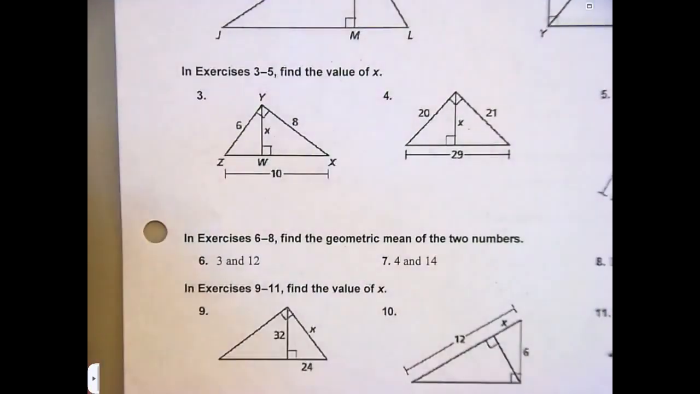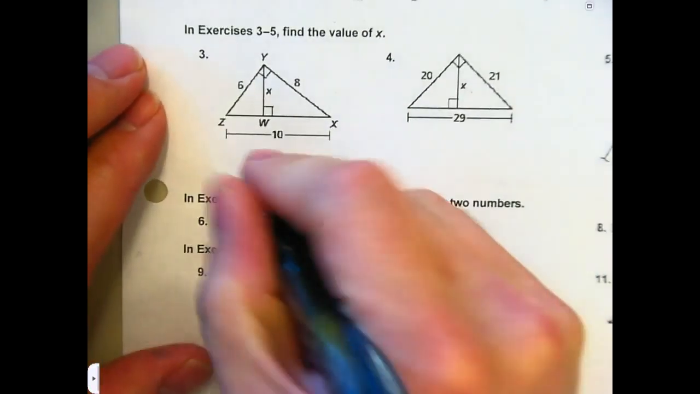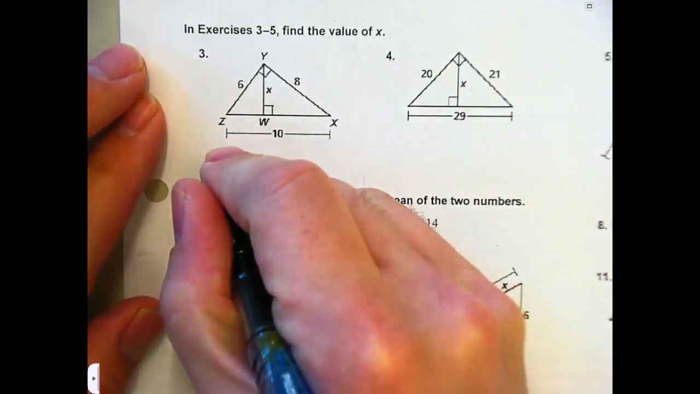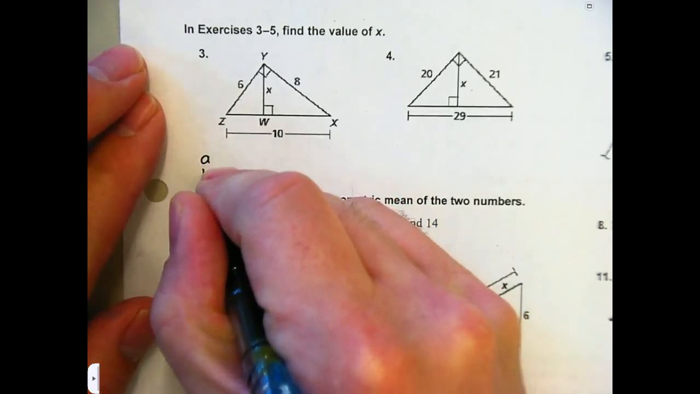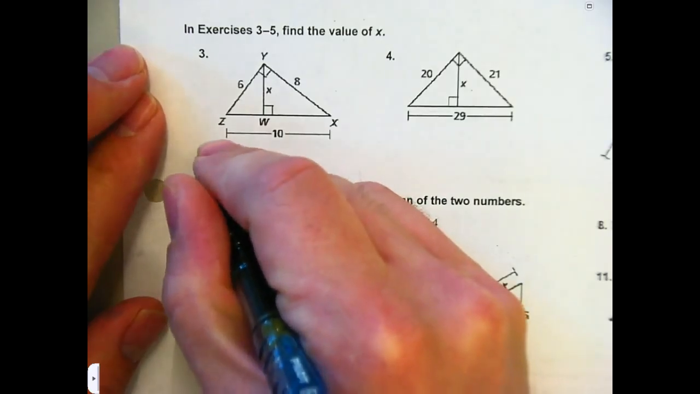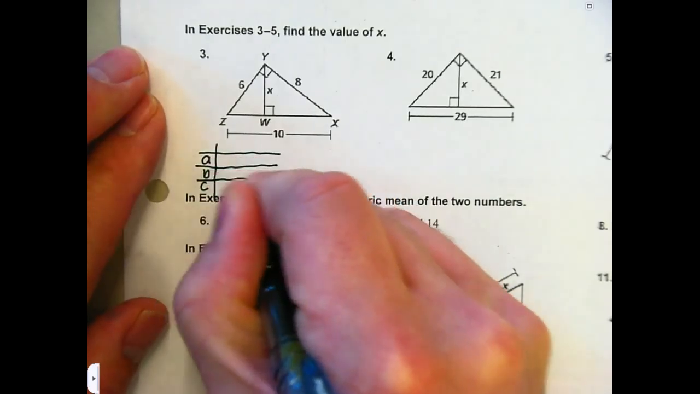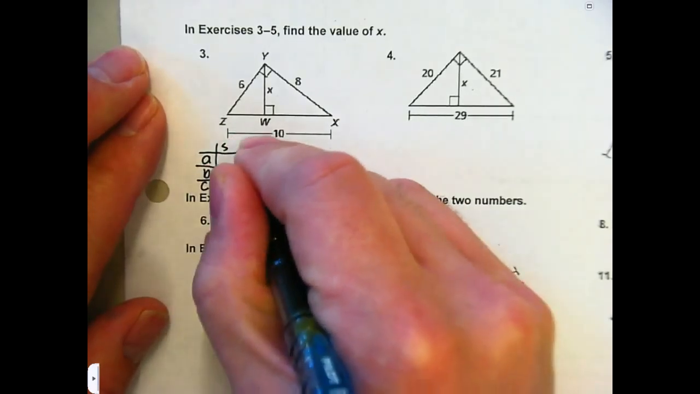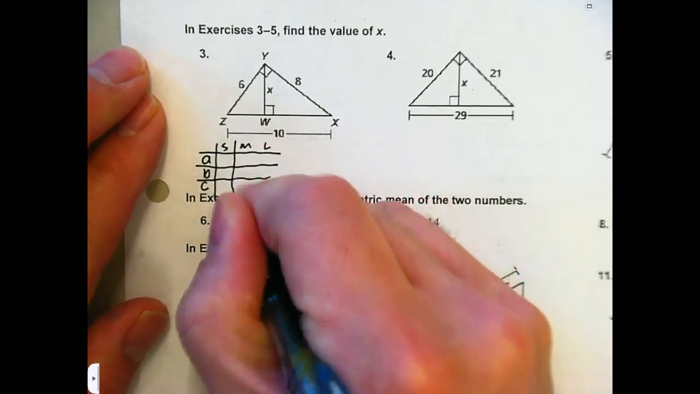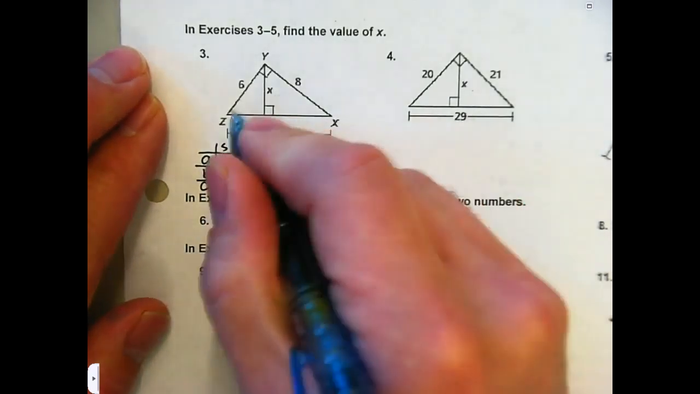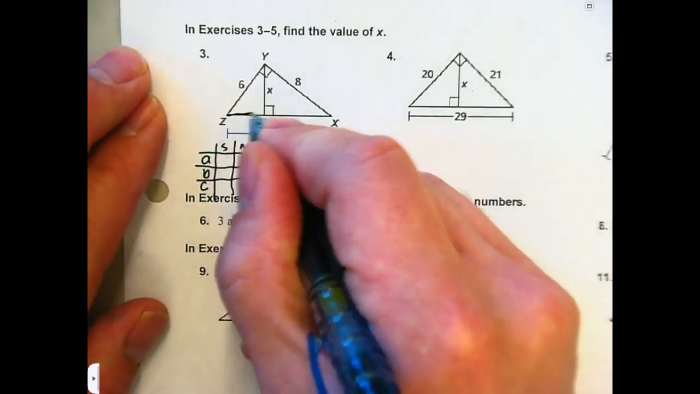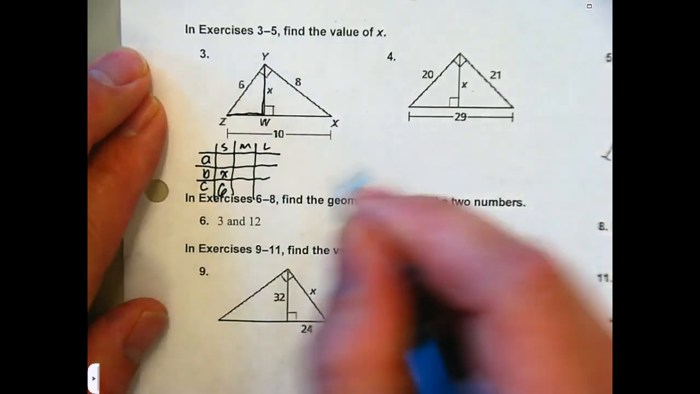All right, for those of you who started on 9.3 practice A, number 3, if I'm filling out my table, I have the small, medium, and large triangle. Short side I don't have for the small. Medium side I do. It's X. Long side is 6.